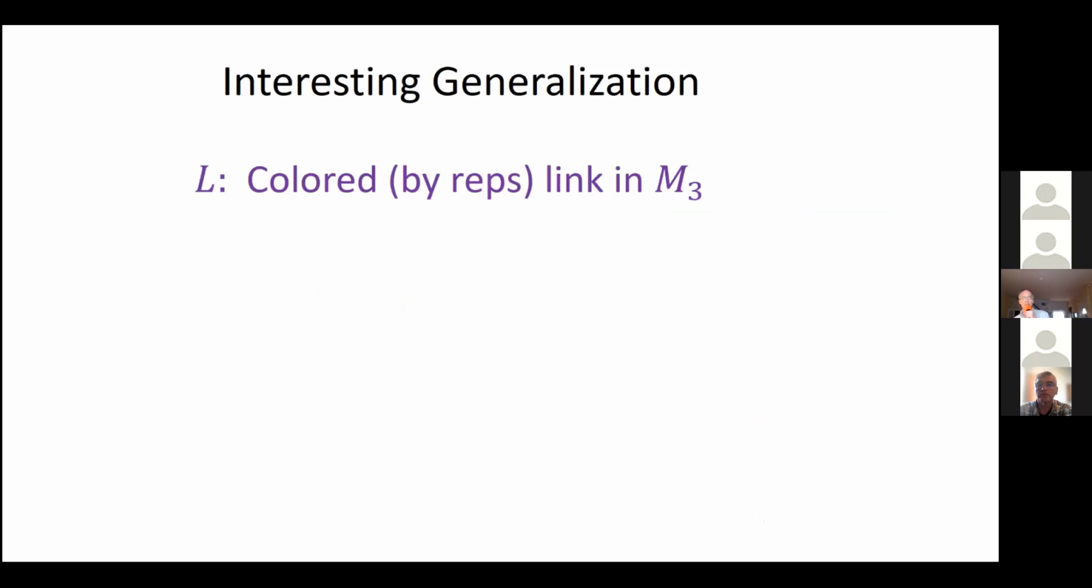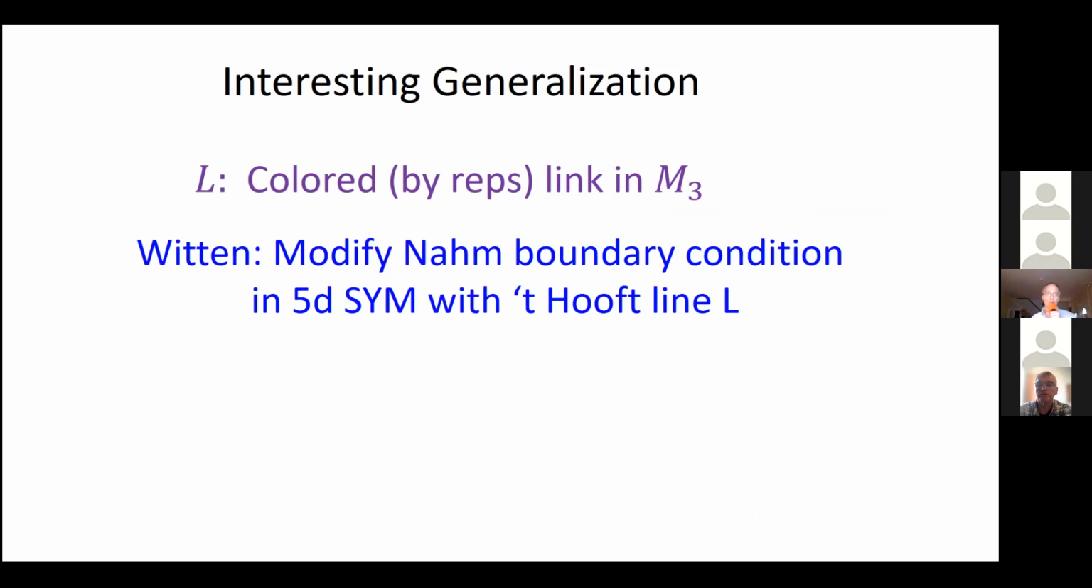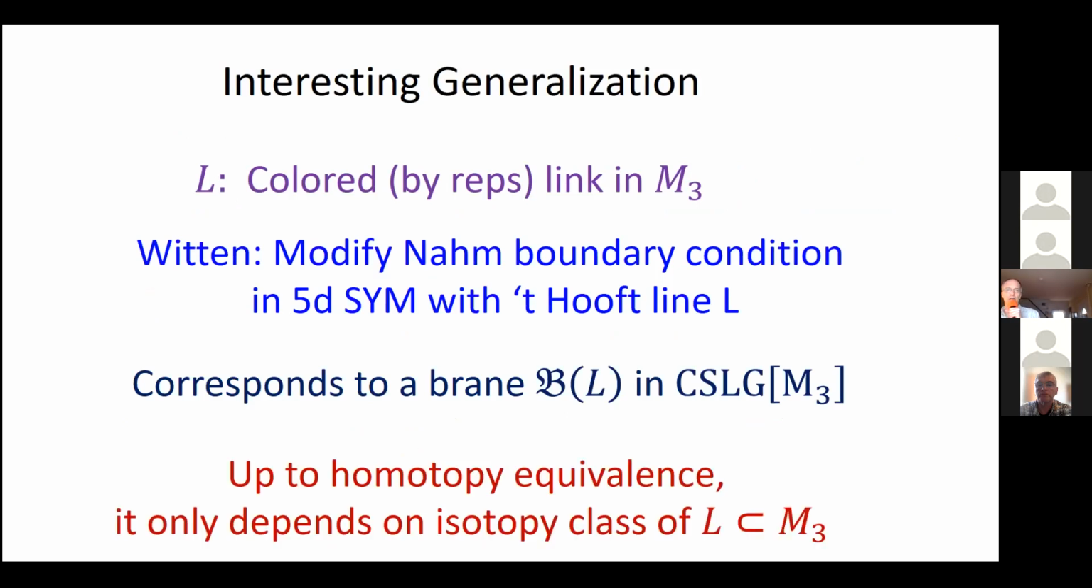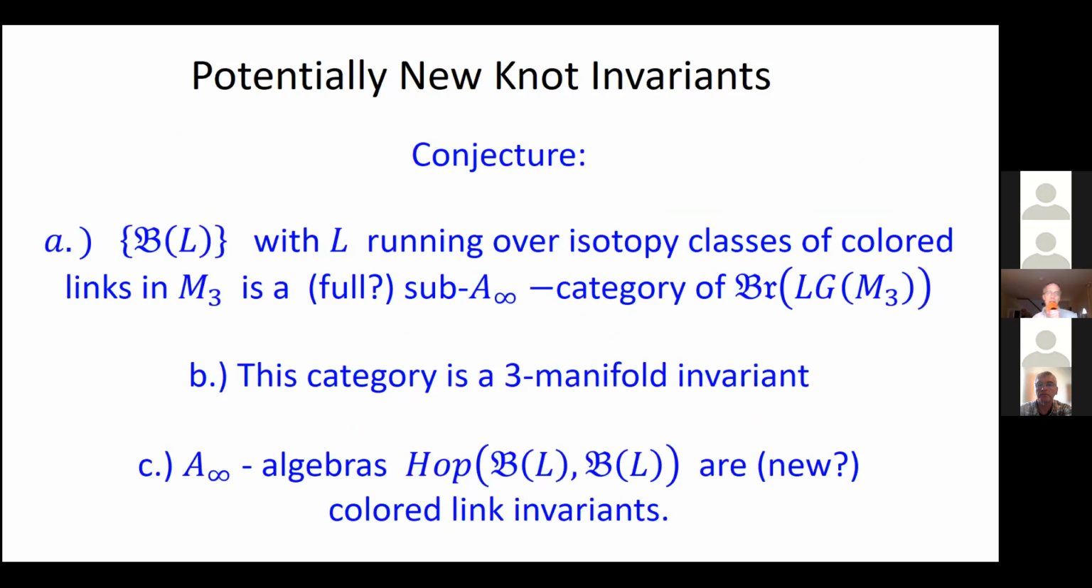Now, there's an interesting generalization here where we imagine we have a colored link in M3, colored by representations of, let's say, SL2C. And Witten showed that you can modify these boundary conditions of five-dimensional super Yang-Mills by what physicists would say is inserting a 't Hooft line. So that defines a new brane in the Chern-Simons Landau-Ginzburg model, B of L, which, up to homotopy equivalence, only depends on the isotopy class of L in M3. And so that leads to potentially new knot invariants.